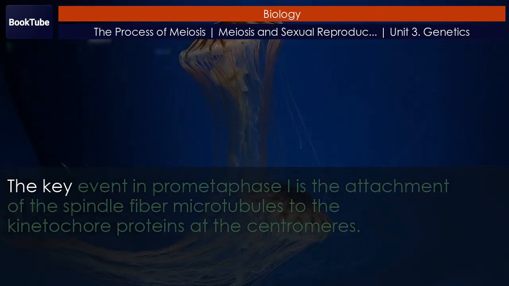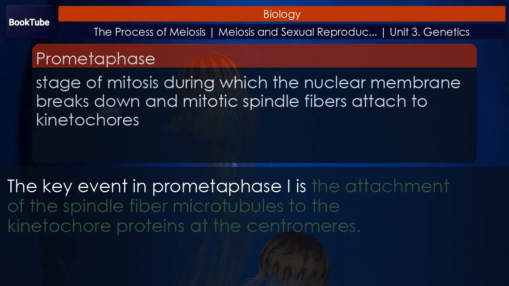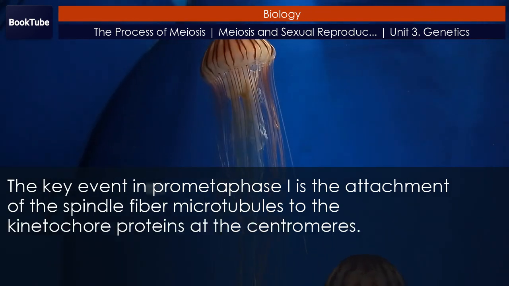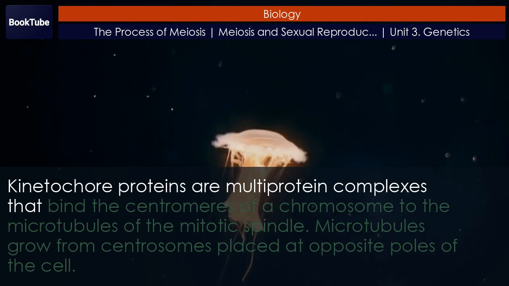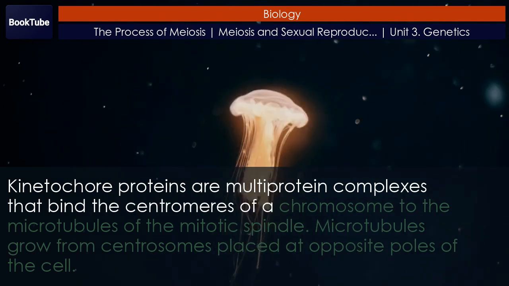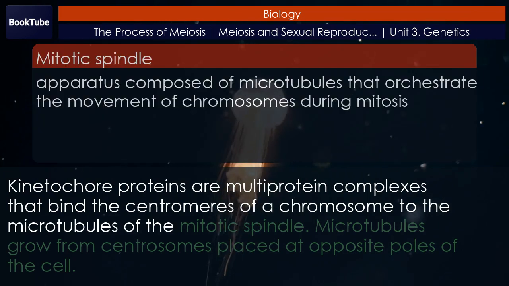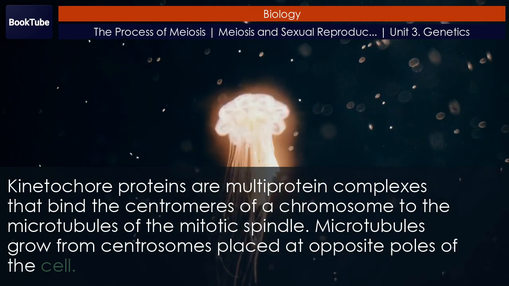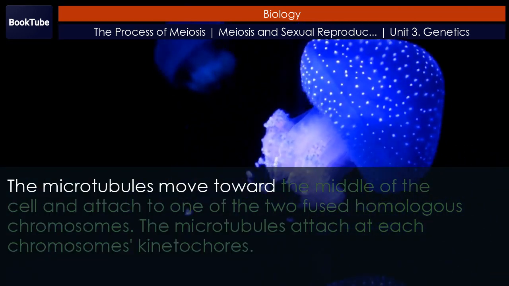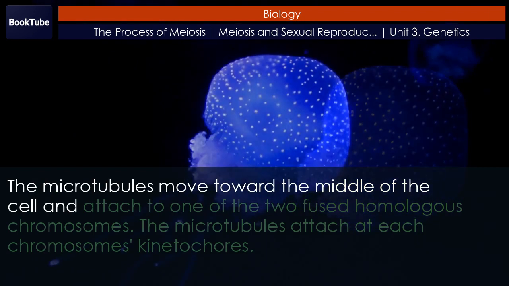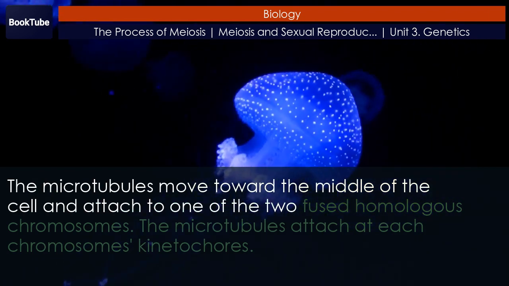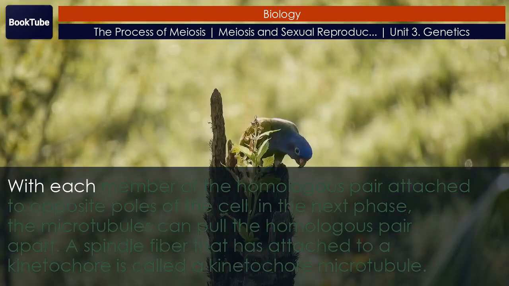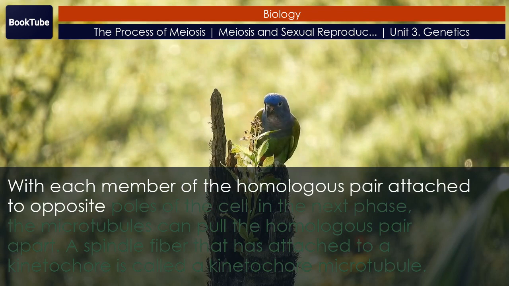Prometaphase I. The key event in prometaphase I is the attachment of the spindle fiber microtubules to the kinetochore proteins at the centromeres. Kinetochore proteins are multiprotein complexes that bind the centromeres of a chromosome to the microtubules of the meiotic spindle. Microtubules grow from centrosomes placed at opposite poles of the cell. The microtubules move toward the middle of the cell and attach to one of the two fused homologous chromosomes. The microtubules attach at each chromosome's kinetochores, with each member of the homologous pair attached to opposite poles of the cell.